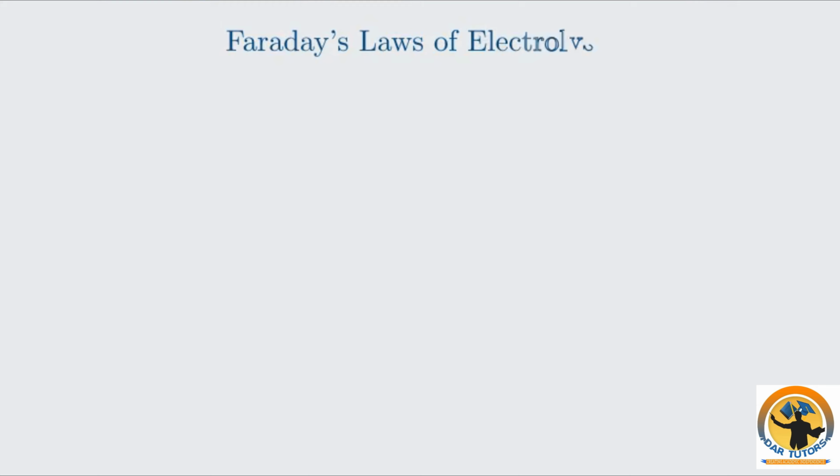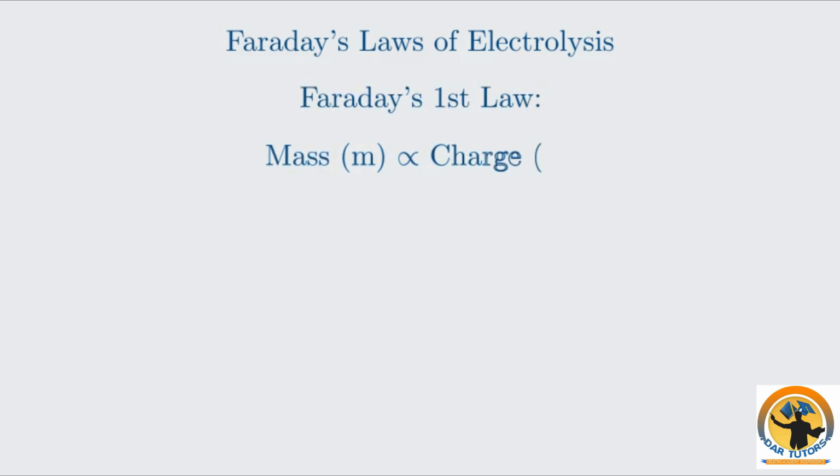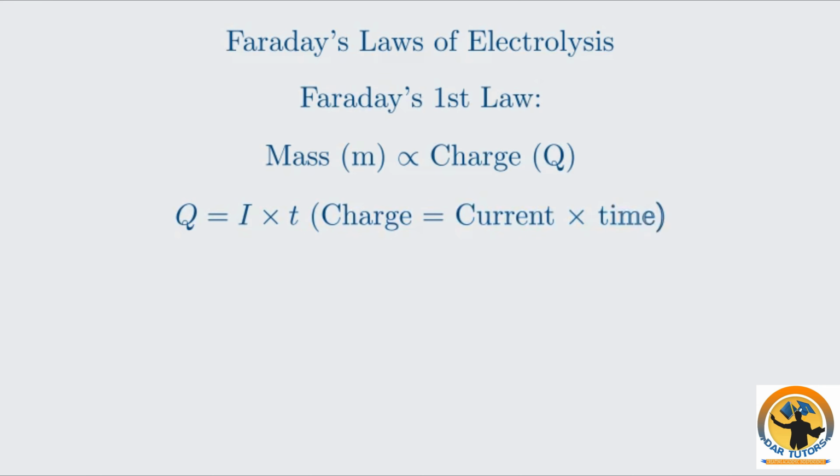We will now discuss the quantitative aspects of electrolysis as established by Michael Faraday in his historic experiments. The objective is to understand and apply Faraday's two laws of electrolysis. In 1833, Michael Faraday summarized his careful measurements of the masses of substances produced at cathodes during electrolysis.